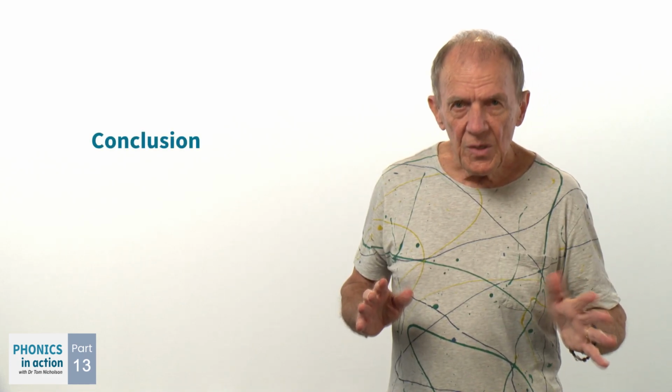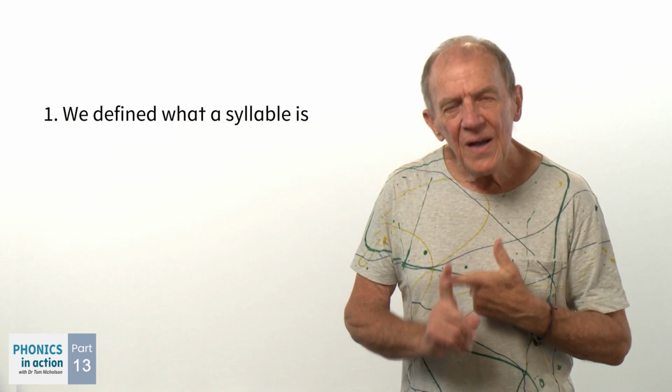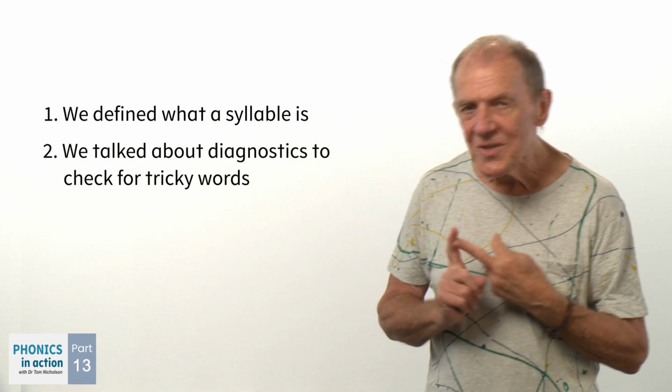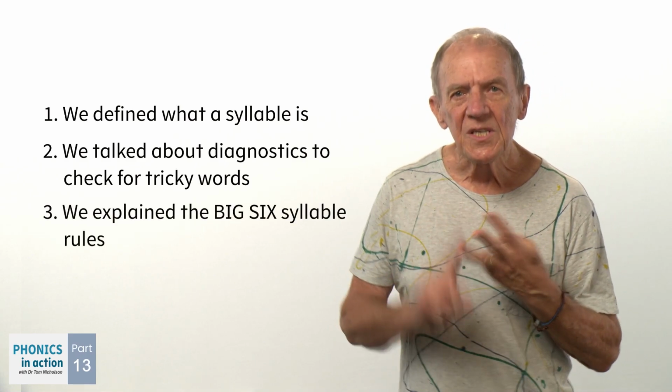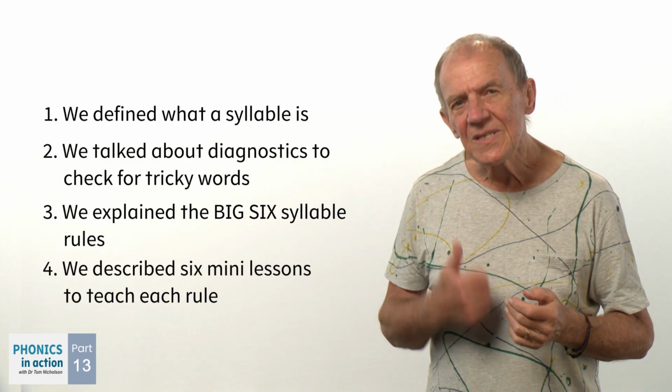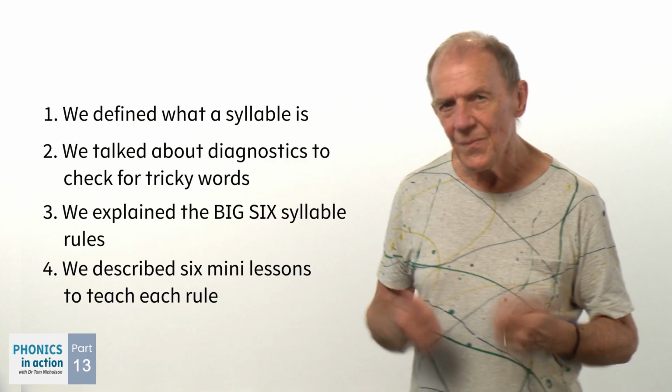So we've done all the 6 syllable rules. What can we conclude? Our coverage of the multi-syllable words has been long, but it is a complex topic. I mean, you have to be flexible at times and use the Toto rule. A quick review of this session is that we did the following things. 1, we defined what a syllable is. 2, we talked about diagnostics to check for tricky words. 3, we explained the big 6 syllable rules. 4, we described 6 mini lessons to teach each rule.